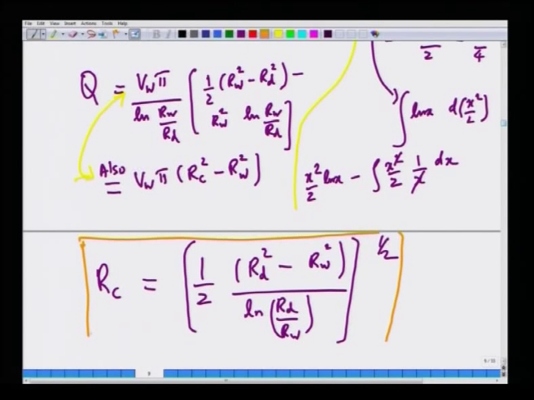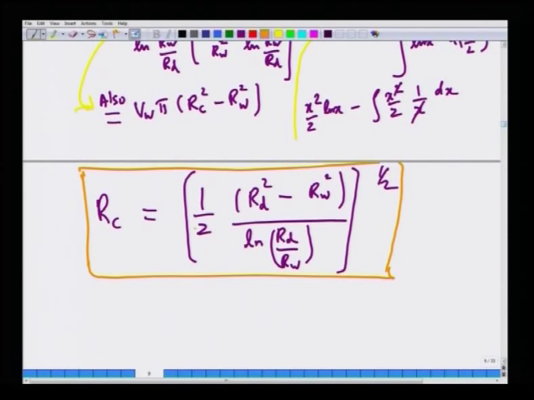Very interestingly, there is no velocity here. The radius of the coating is independent of the velocity of the wire and the viscosity of the fluid through which it is flowing. And so, it is a function only of the wire and die dimensions. It is independent of the velocity of the wire and the viscosity of the fluid.